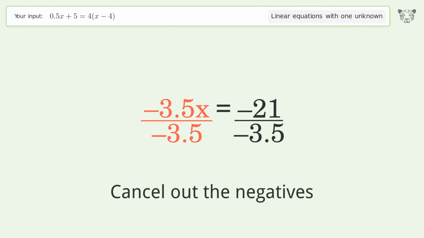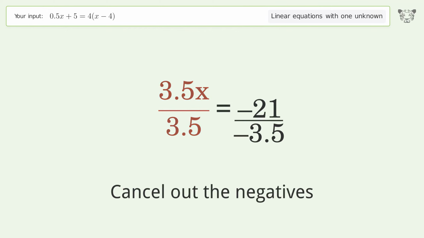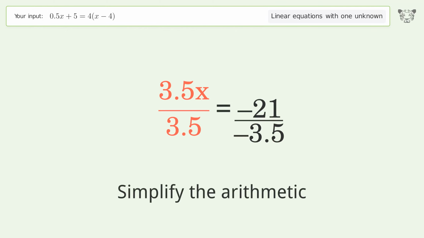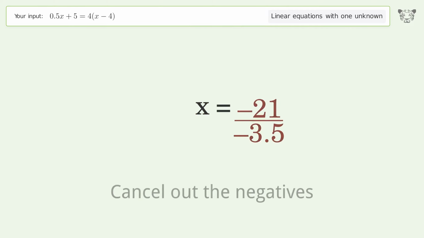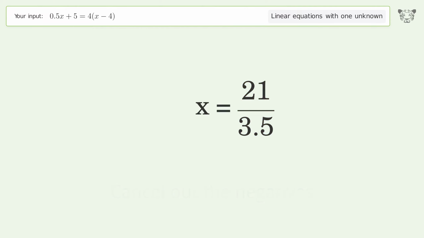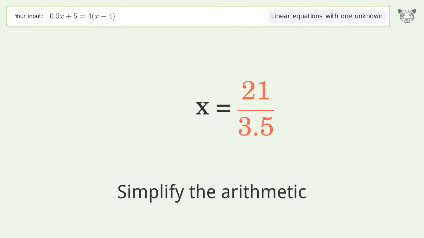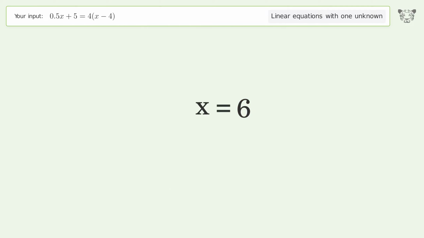Cancel out the negatives. Simplify the arithmetic. Cancel out the negatives. Simplify the arithmetic. And so the final result is x equals 6.